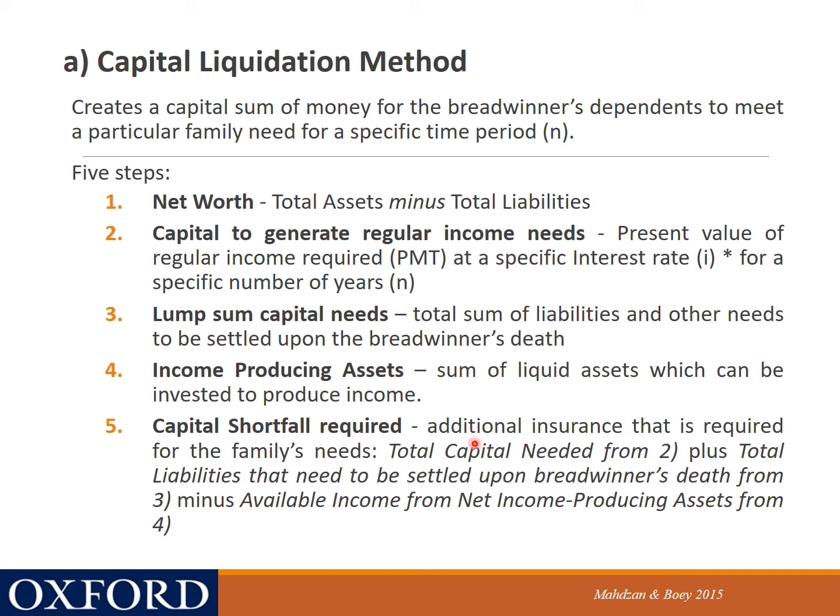So basically, how do we compute the shortfall required, or the sum insured that is required? We would take the total capital needed from item number 2, and add the total liabilities, all his loans that need to be settled upon death. And number 3, we would need to minus out the available income from net income producing assets. So whatever assets that this person has, we need to minus out.